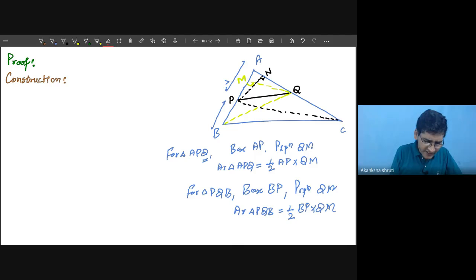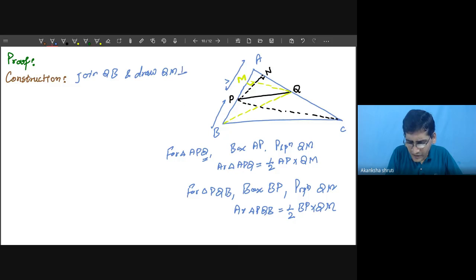Okay, student, so what is the construction? Write down the construction. Join PQ, or QB, means from this Q of this PQ to B, and draw QM perpendicular on AP. Just write in this mathematical fashion, it is enough. No need to write big language in mathematics. In mathematics, how beautifully you are writing with the help of symbols and just a picture, that is enough.